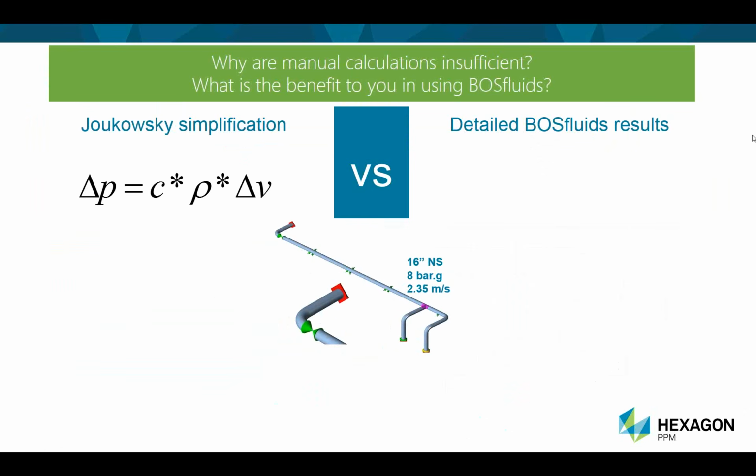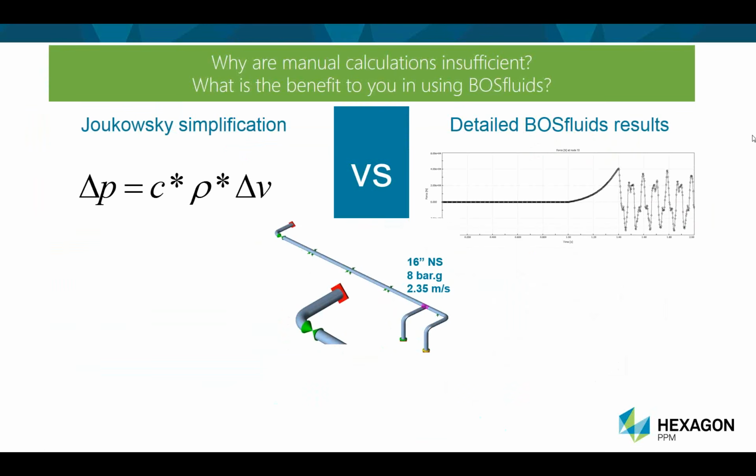And if we look at the Joukowsky simplification, we can obtain a change in pressure, which is, as we said earlier, the speed of sound of the fluid multiplied by the density multiplied by the change in velocity. And that will give us one value for a change in pressure, and that will be the maximum amplitude of the pressure wave. Now, if we compare that to the BOSfluids results, as well as a peak value for the pressure, BOSfluids can also take into account the reflections of the pressure wave and the passing frequencies.